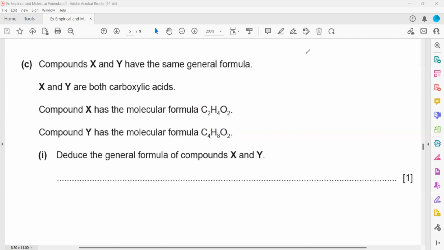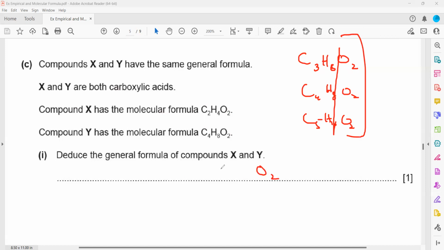Like for example, if I say another example, C3H6O2, C4H8O2, C5H10O2. So what is the general formula? Oxygen number is not changing. It is independent. So O will be 2. But hydrogen number is double of the carbon, like 3 becomes 6, 4 becomes 8, 5 becomes 10. So if it is n, this will be 2n. So CnH2nO2.